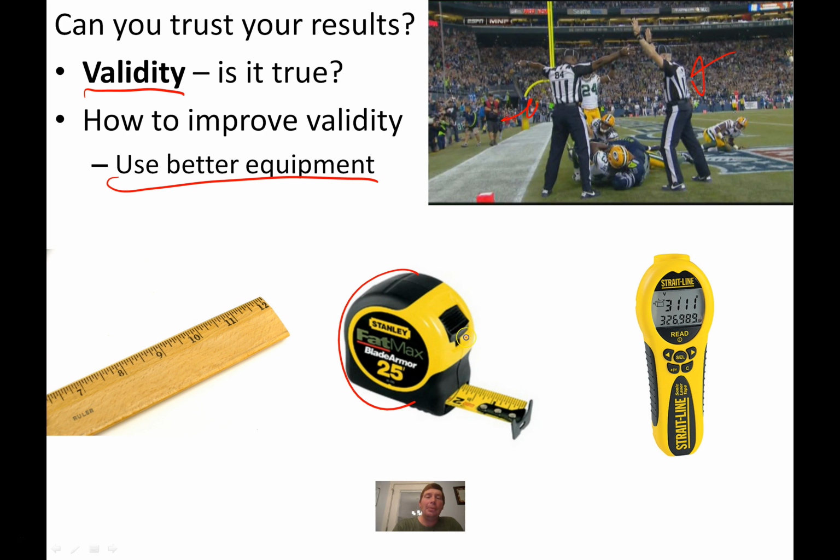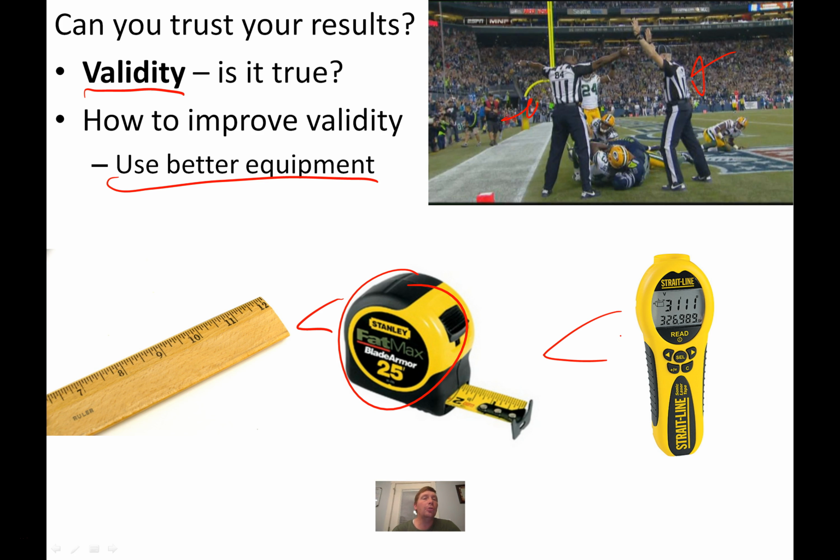Well, you're going to trust the tape measure more than you're going to trust the ruler, and you're going to trust the laser measurement more than you're going to trust the tape measure. So this is showing how better equipment can give you better results, which can increase the validity of your experiment. By having better equipment, you get more accurate results, which makes you more likely to trust the results.